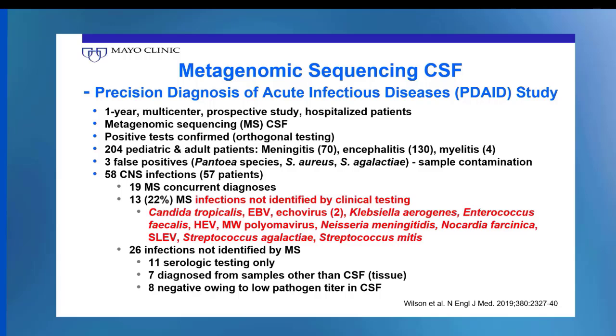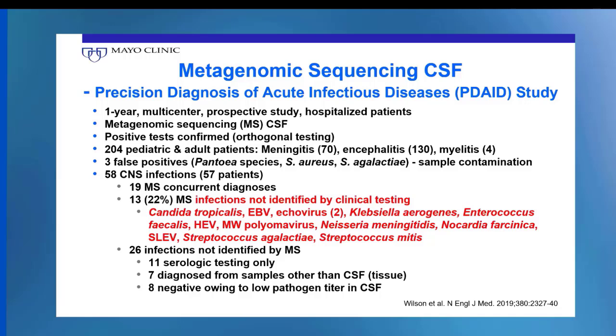There were 204 pediatric and adult patients, and overall they were considered to have meningitis in 70, encephalitis in 130, and myelitis in 4. Note that there were some false positive results. They detected Pantoea species, Staphylococcus aureus, and Streptococcus agalactiae.